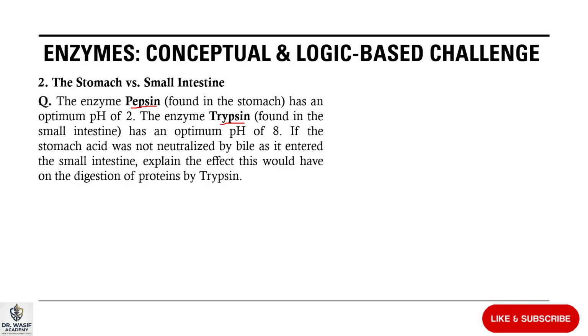So if the stomach acid was not neutralized by bile as it entered the small intestine, explain the effect this would have on the digestion of proteins by trypsin. This is also a very classic question, and you can easily respond to this if you remember the effect of pH on enzyme activity.